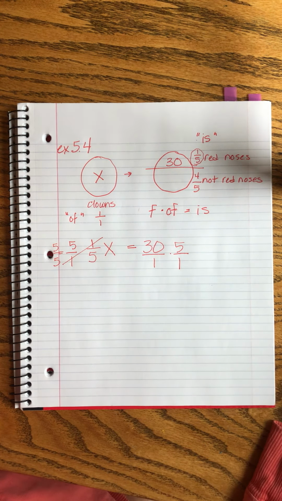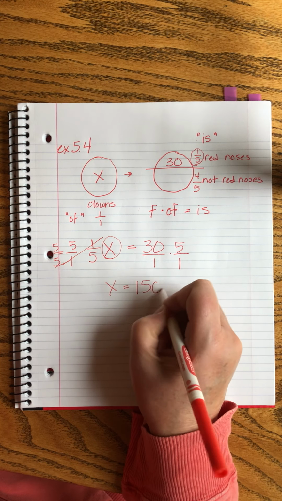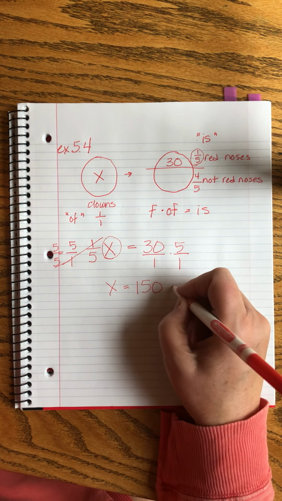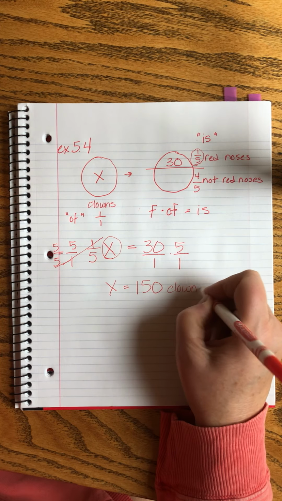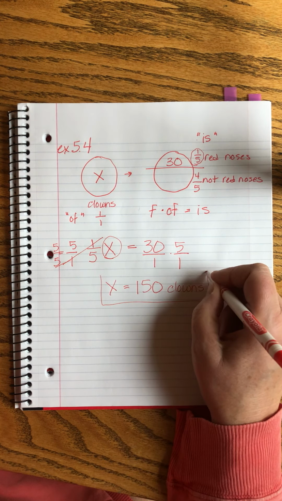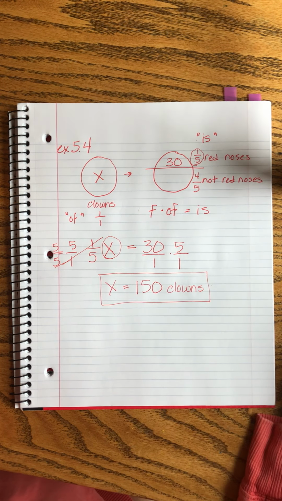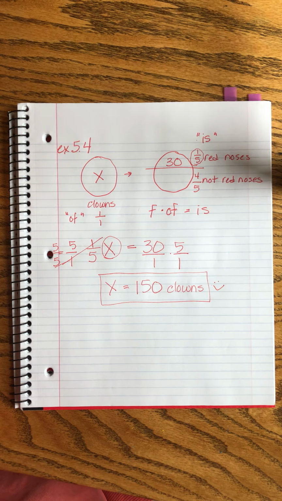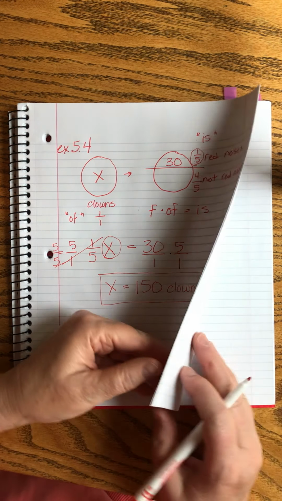So now we have our x by itself, and we get x equals 150 clowns. That's how many clowns we have in all, which is way too many. Yay, that's the right number. Make sense? Okay, we have one more, and it is one of my favorites.